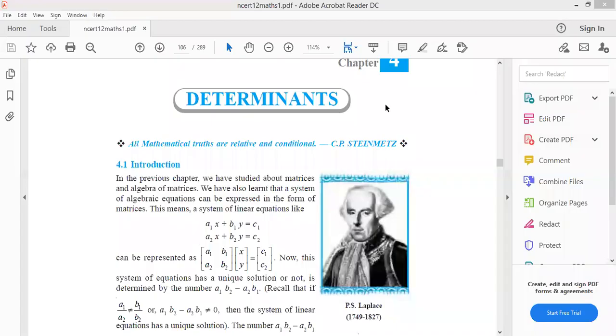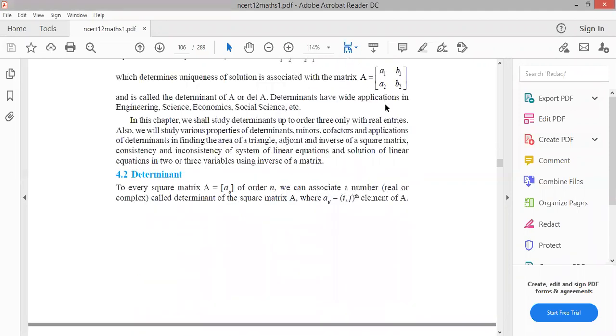In this lecture, we will be learning what a determinant is. As we have completed matrices in the previous lectures, now we're going to learn determinants. First of all, let's know what the determinant is. What's its definition?